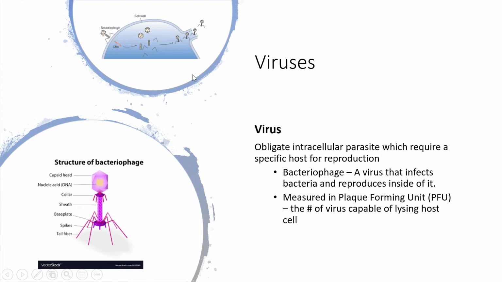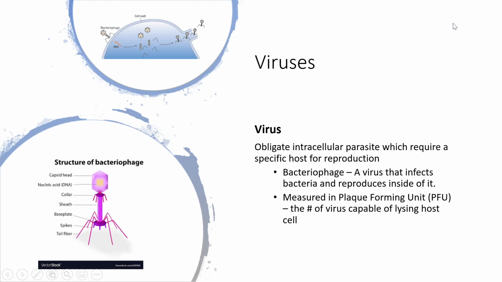So these are going to be a little bit different than the other ones we've talked about because they are obligate intracellular parasites. So obligate is they have to be, and then intracellular, so they're going to be inside of the cell, and then parasite. So they need to parasitize and enter inside the cell. So depending on what their host is, each virus is going to have a different host.